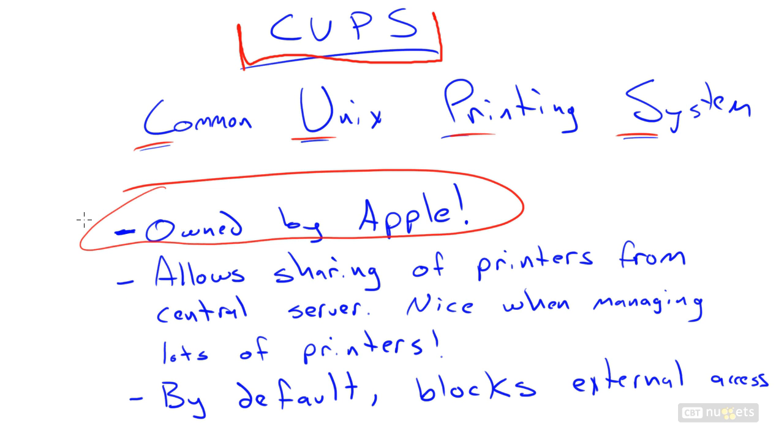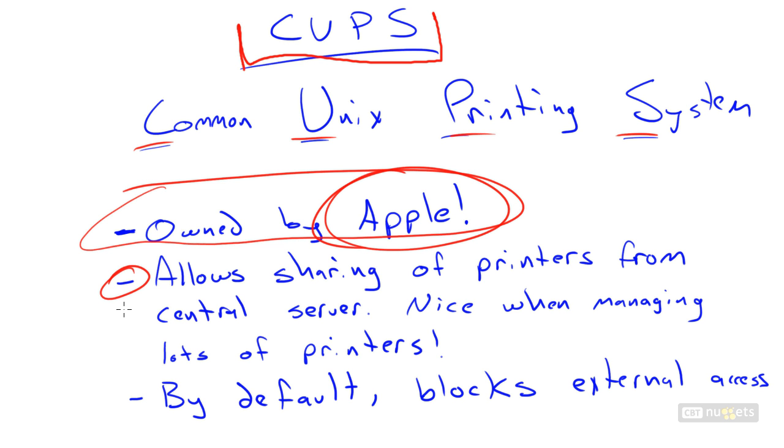Now what CUPS does, it's the way that Linux and also OS X, as you can probably guess, computers print to local computers and network printers, but also it allows, and this is where the server install of it makes sense, for sharing of printers from one central server. Now in a small environment that doesn't make a whole lot of sense. Everybody would just point to the local printer. However, if you have tons and tons of printers in your environment, it's really nice to have a central place that people go through for printing.